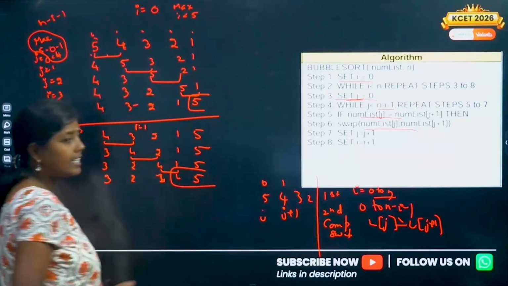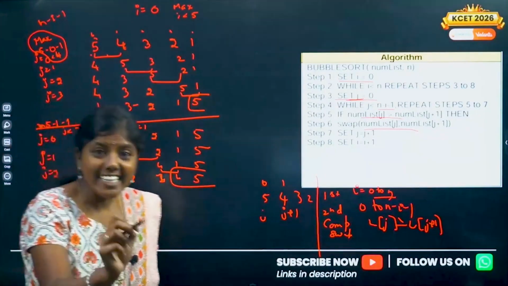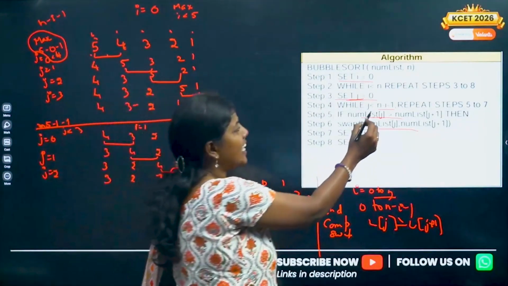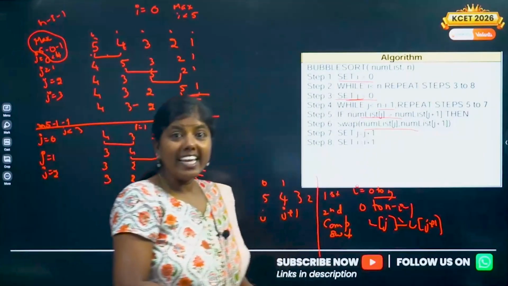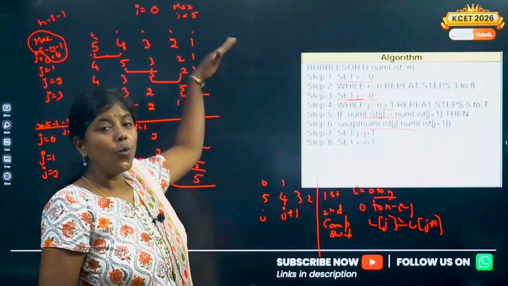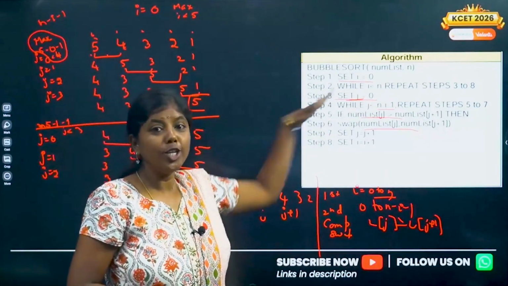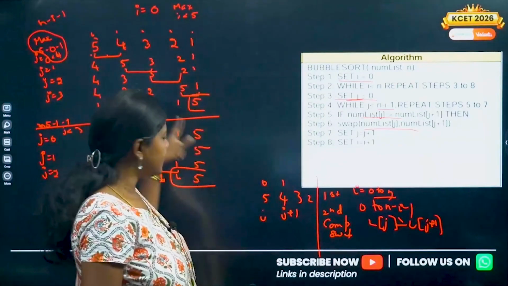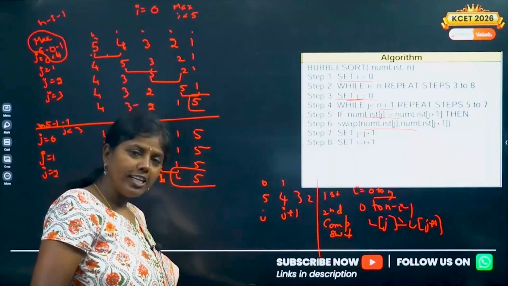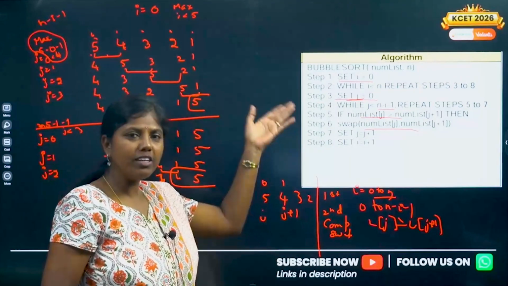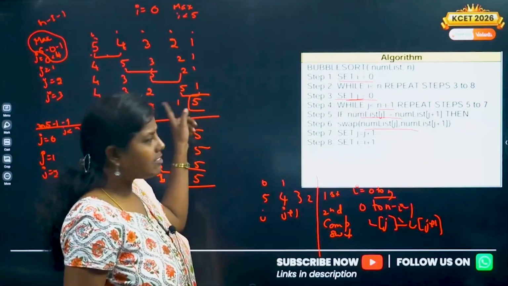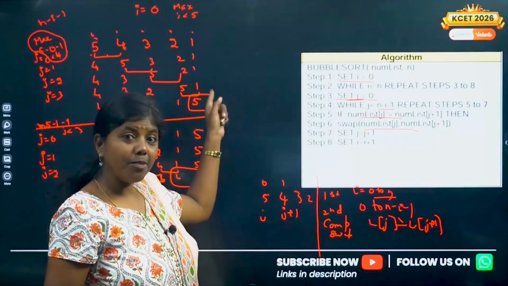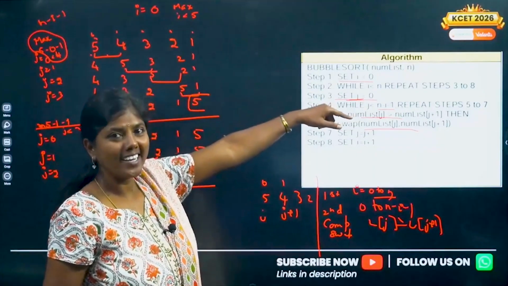You can understand the last two elements are sorted. That's why it is n minus i minus 1. In every iteration, one element will be sorted. I do not have to go till n. For you to do this, I need not go till 5, because every time one iteration is done, one element is getting sorted. n minus i minus 1.